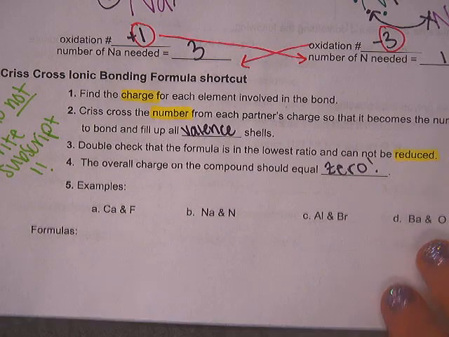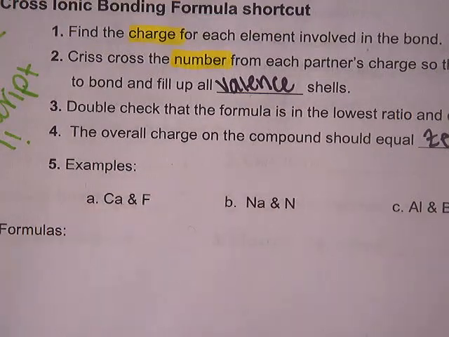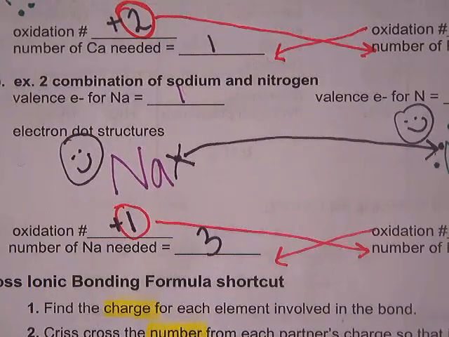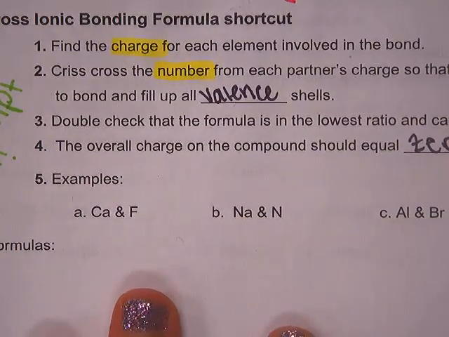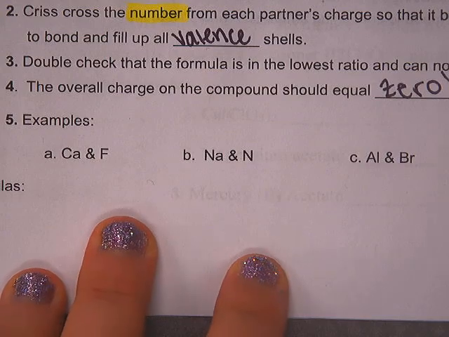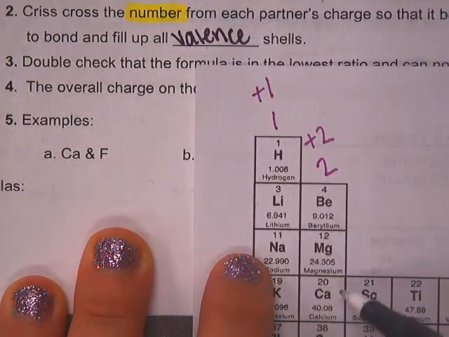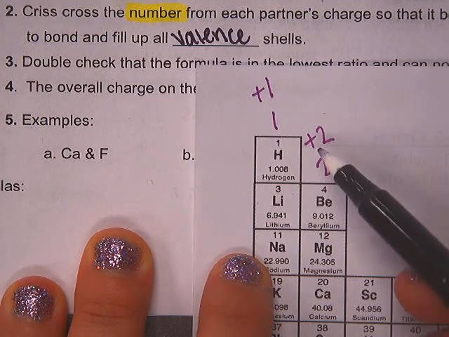So let's start by doing some examples. These two are the ones that we just drew, but I wanted to show you that it will match up if you do the shortcut versus the long version of drawing it out with the electrons and arrows and all of that. So if I have calcium and fluorine, my first step is to find the charge of each of them, the oxidation number. So for calcium is right here. Its oxidation number is +2.